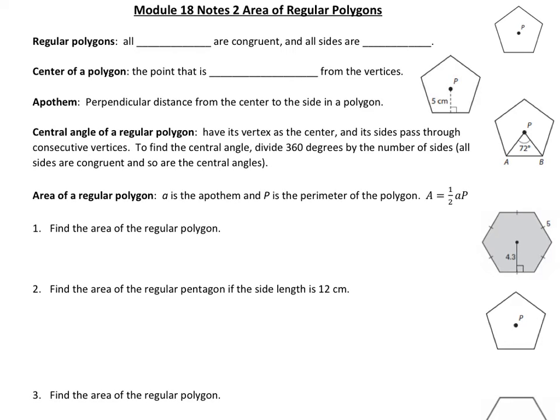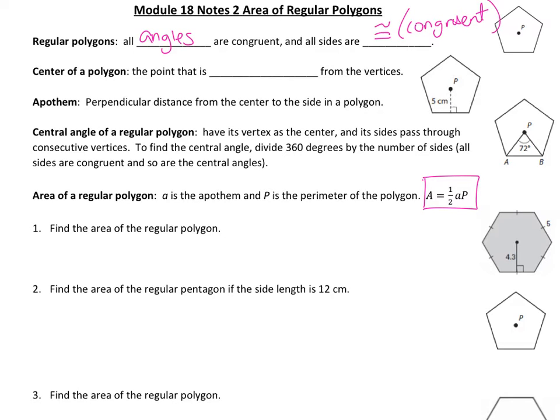We are going to talk about the area of regular polygons and the formula for area of regular polygons, and that's right here. But before we do that, we need to discuss a few things. A regular polygon just means that all the angles are congruent and all the sides are congruent to each other.